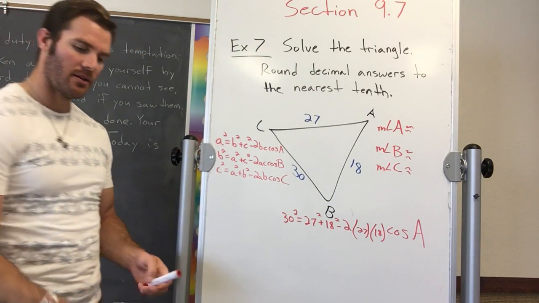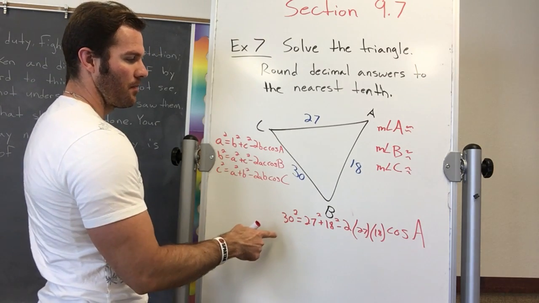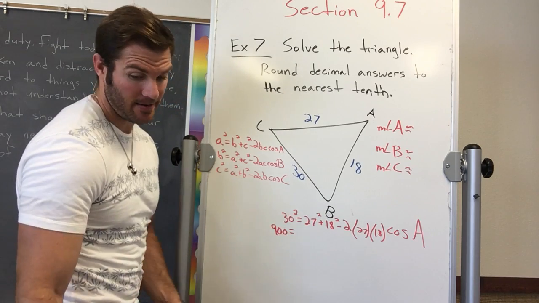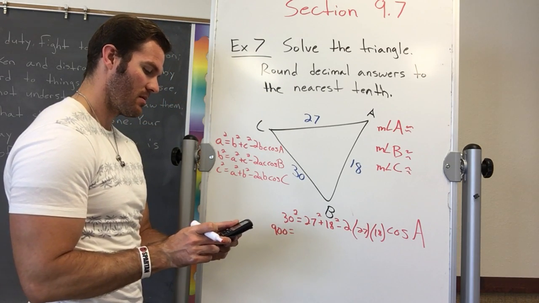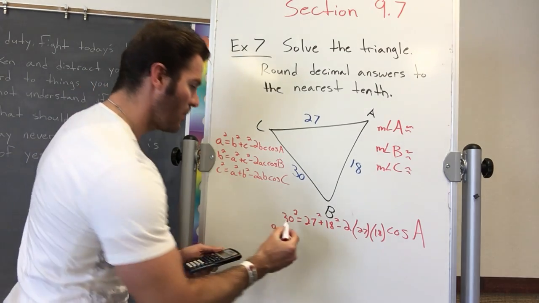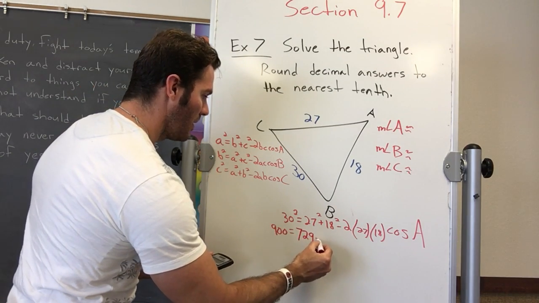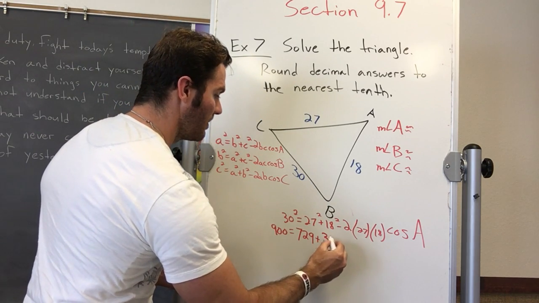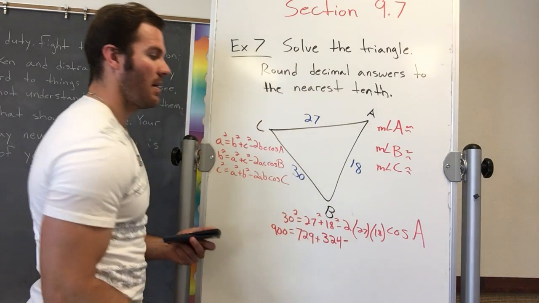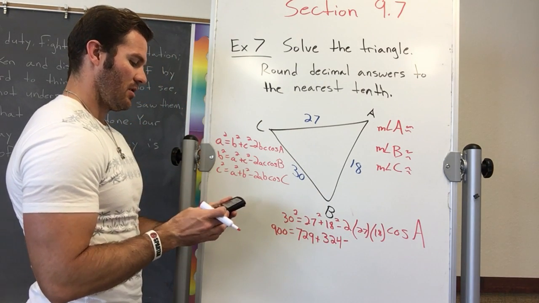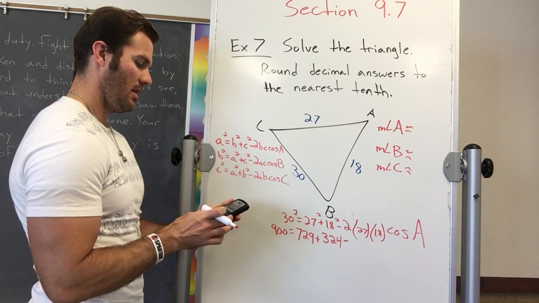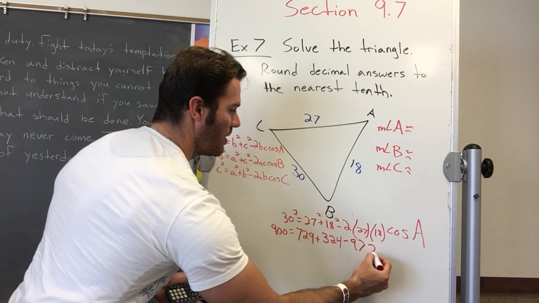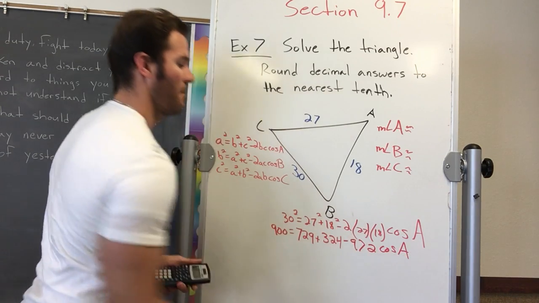Let's get the calculator. 30 squared is going to be 900. 27 squared is 729. 18 squared is 324. Minus 2 times 27 times 18, 972 cosine A.